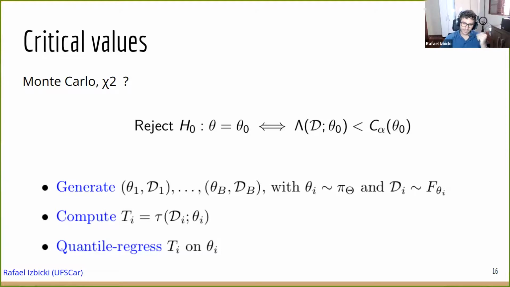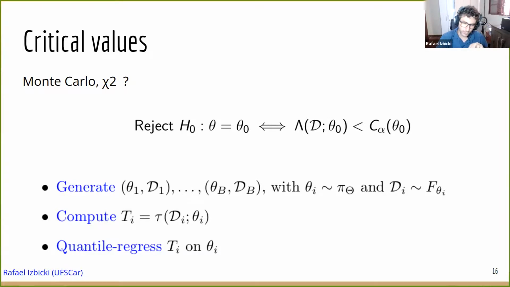And now the key insight is to realize that this cutoff is really the quantile regression of T given theta. So if you compute the alpha quantile regression, you estimate the alpha quantile of T given theta, that's exactly your cutoff at theta. So what we do is to create this data set where you have theta 1 and then T1, theta 2, T2, theta B, TB, and apply a quantile regression method to estimate the alpha quantile as a function of theta.